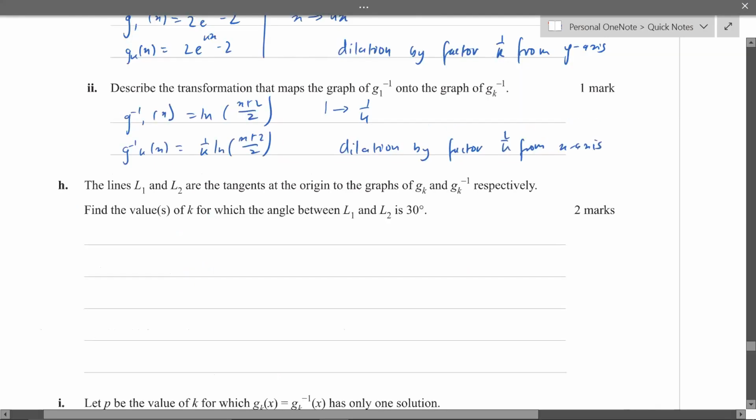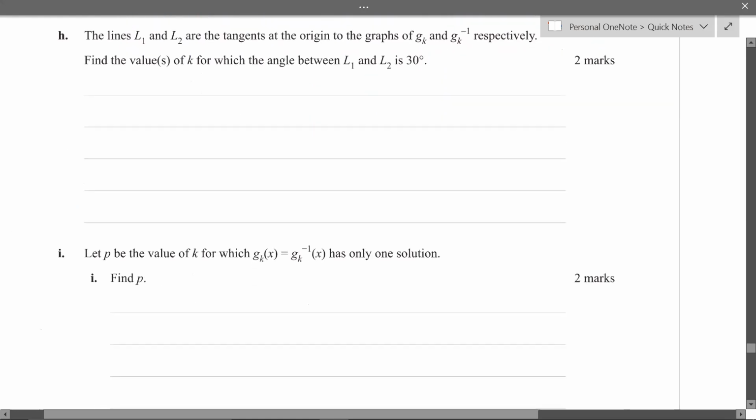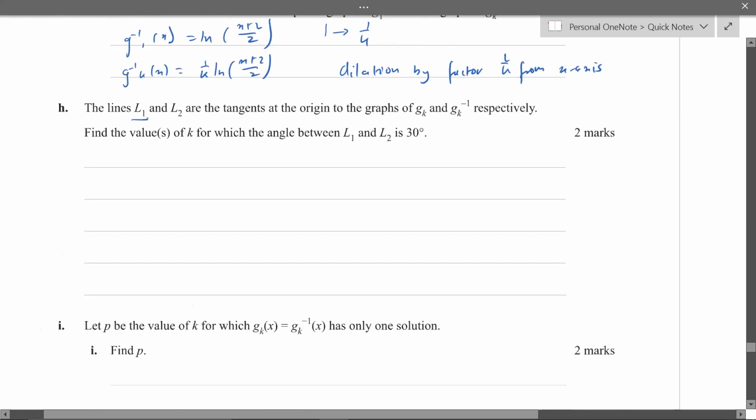So it's saying that L1 and L2 are tangents at the origin of the gk graphs, and you want to find values of k for when the angle between L1 and L2 is 30. So the first thing you do is you have to find what the tangents are. So gkx equals 2e^(kx) minus 2, and if you differentiate that, it's 2ke^(kx). If you're trying to find the tangent at the origin, that means you need to know the gradient at the origin. So gk dash 0 equals 2ke^0, which is just 2k.